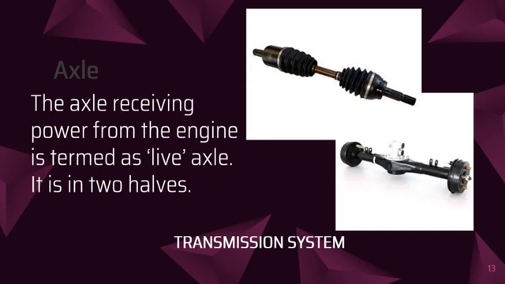Next part of the transmission system is the axle. So the axle is the next component and it receives power from the engine, so it is termed a live axle. It is in two halves. The ends of the axle have road wheels connected to it. The road wheels are in direct contact with the road surface. The body of the automobile is above the axle. The axle also takes up the various loads, including the weight of the automobile. It also transmits motion to the road wheels.